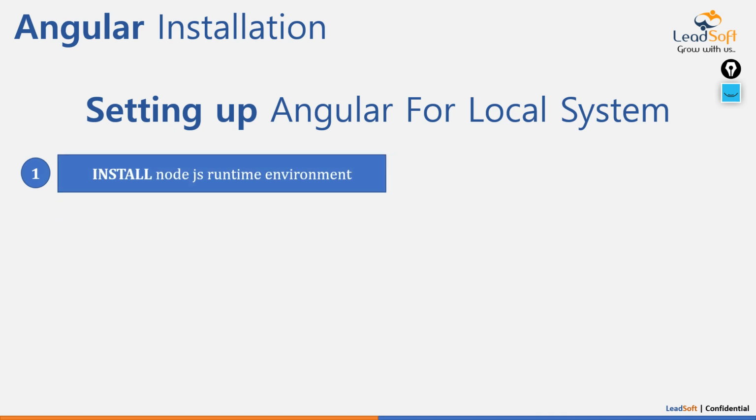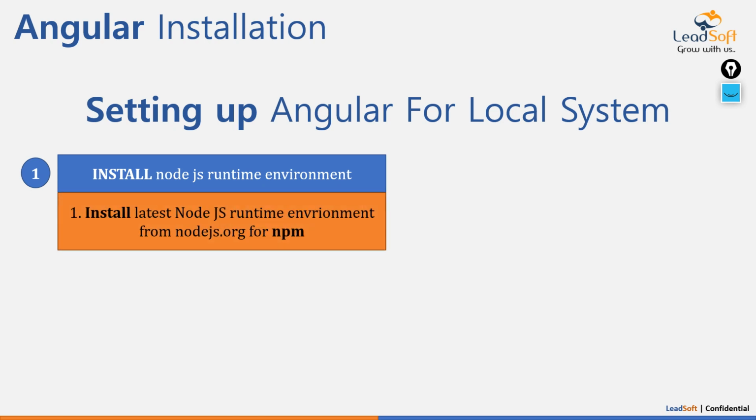in your system. To install Node.js, we have to go to the official website of Node.js, that is nodejs.org, and we are going to install the Node.js runtime environment by downloading it from this website to our system. So let us do that first.